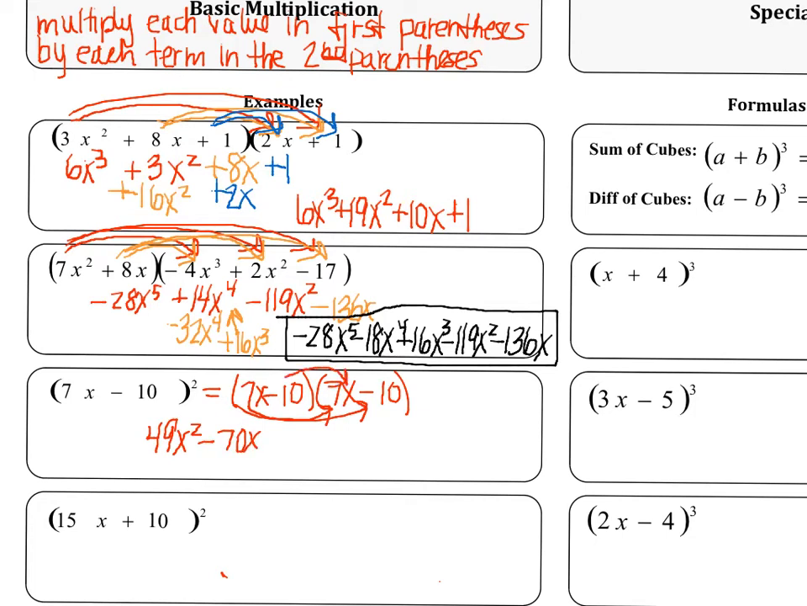Negative 10 times 7x, well, that's negative 70x too, isn't it? So I'll put those together because they match up. Negative 10 times a negative 10 is plus 100. So I just need to simplify by combining my like terms. I've got 49x squared minus 140x plus 100. And there's my final answer.